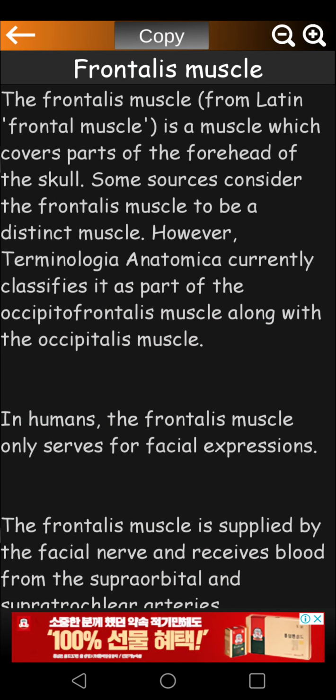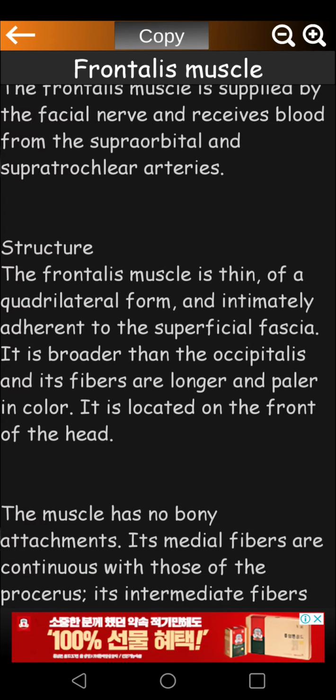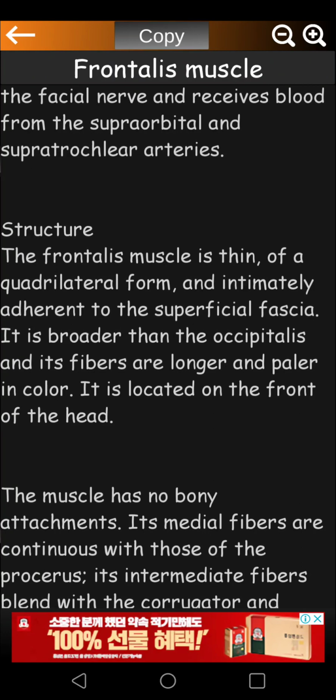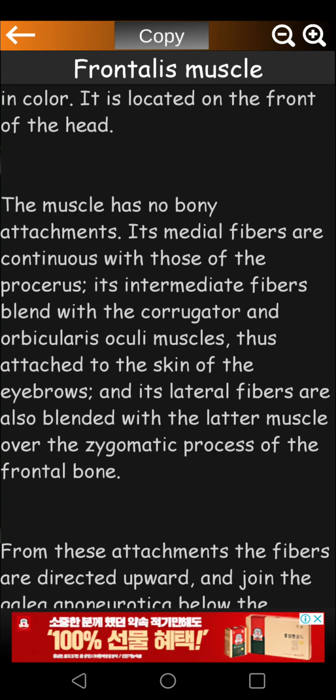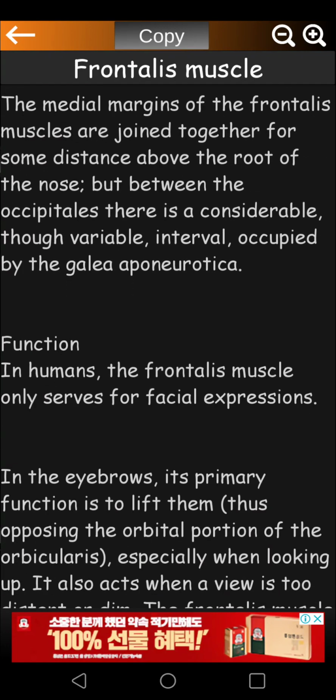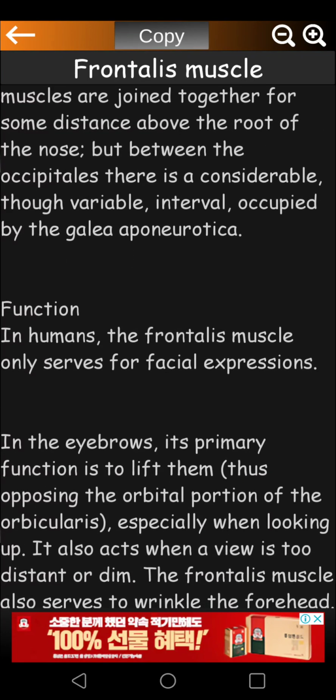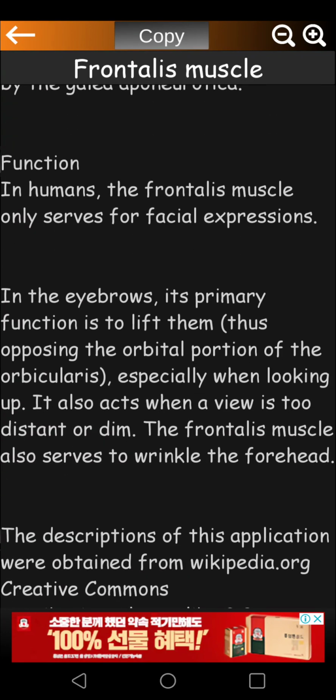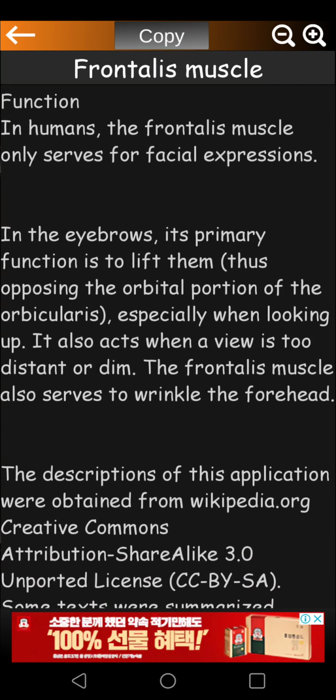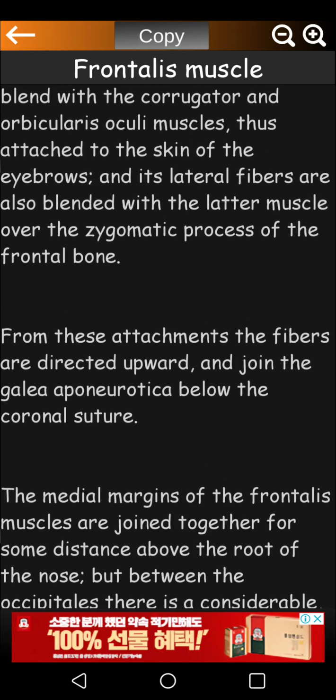Frontalis muscle. Structure. The frontalis muscle is thin and quadrilateral in form, located on the front of the head. Function. In humans, the frontalis muscle raises the eyebrows.